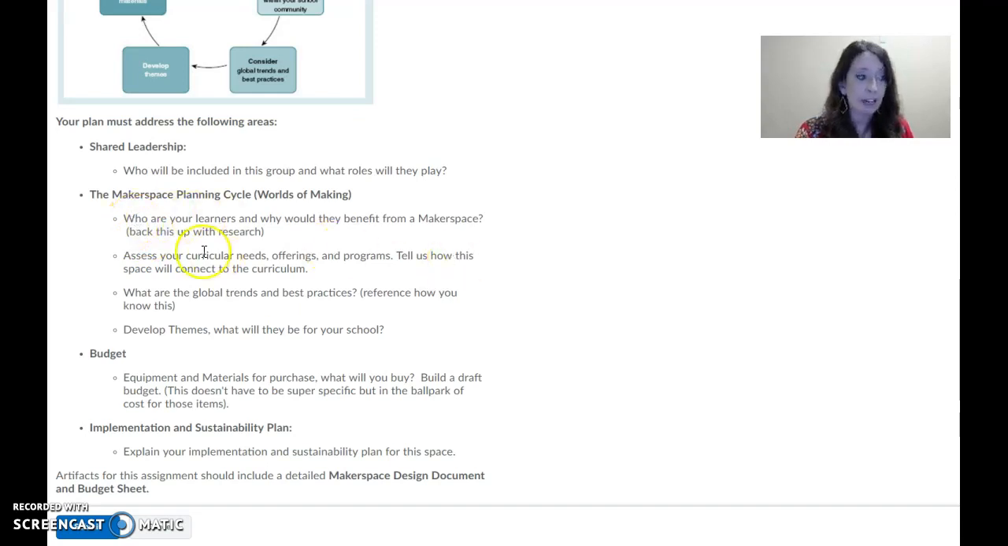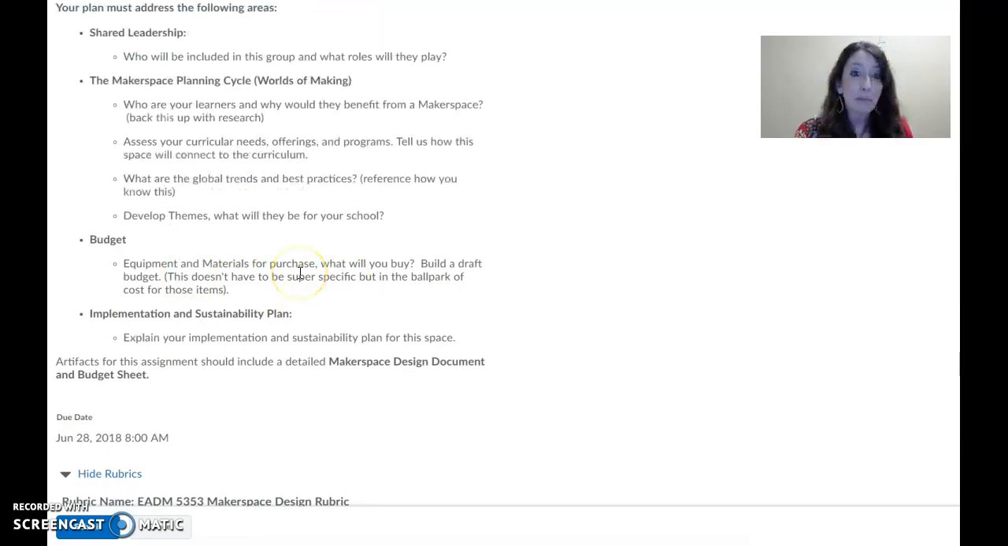Addressing the makerspace cycle, these items need to be included. Developing the themes is a big one. What are the areas and themes on which the makerspace will focus? You don't want to make your makerspace so big that you can't address it. You will need to include a small budget. That could be an additional document, a spreadsheet if you want, or it can be a table. I'm buying this item, it's going to cost this much, I'm getting this many, and this would be my total. You only have $5,000, so I want to see how you would spend it.